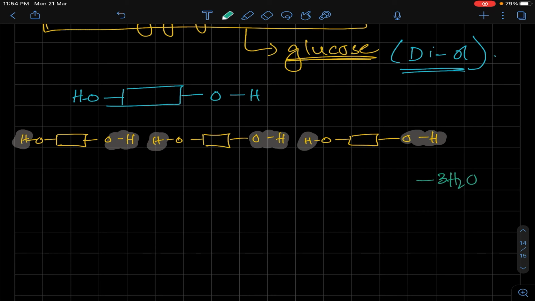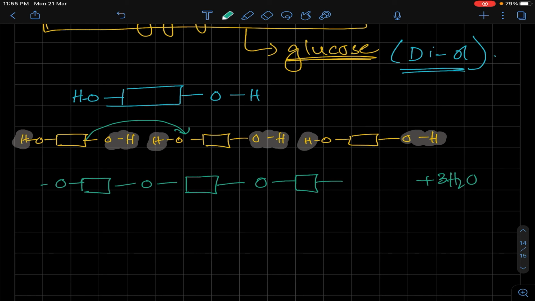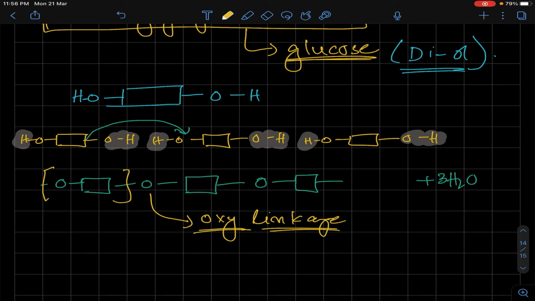3 water molecules are lost, and we are left with O, carbon chain, and then this carbon would be connected to this oxygen, so O, and then carbon chain, and then O and carbon chain. So this chain goes on and on. So this is the structure of the complex carbohydrate, and in this example, if we want to find out the repeating unit, so this is the repeating unit, and the linkage here is known as oxy linkage, right? So this is the structure of complex carbohydrates.